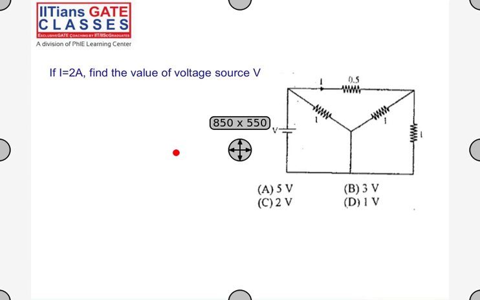If I equals 2 amperes, find the value of voltage source V. This is the I given. These are 0.5 ohms, 1 ohm, 1 ohm, 1 ohm. Find the value of voltage source V. Any answers? How do you want to do this?